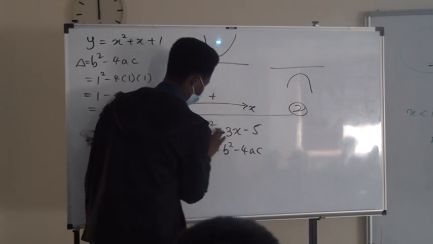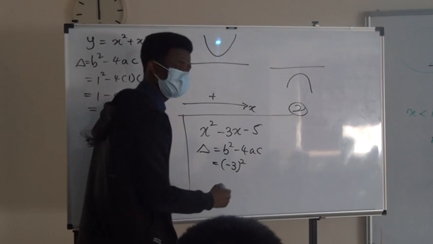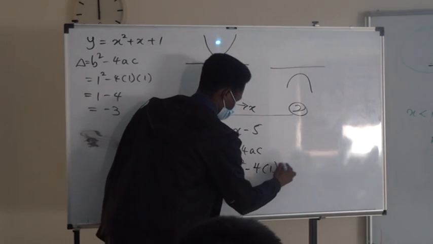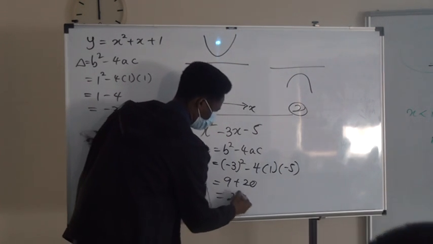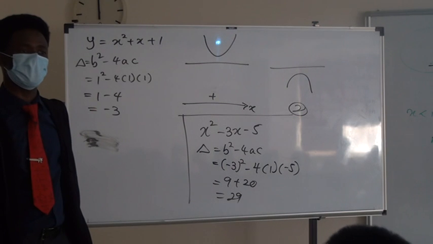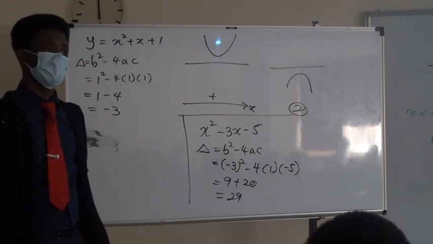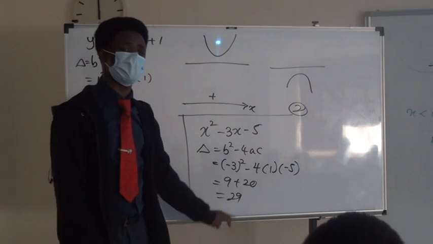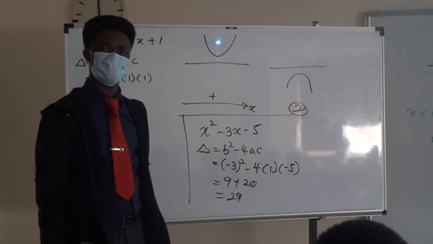Let me change this to minus so we can be very careful with negative. Can you see that? Yeah. Minus 4, 1, minus 5. This is 9 plus 20, 29. What shape is this? Does it cross, touch, or never? It crosses. The only reason you are getting 29 is because these roots are in decimal form. Am I making sense? Yes.